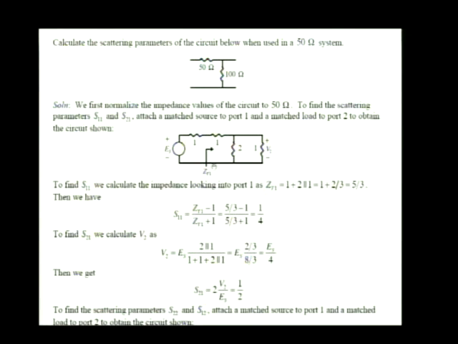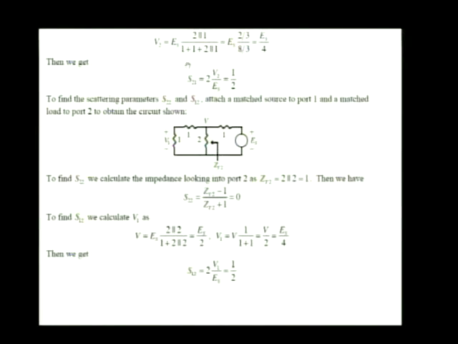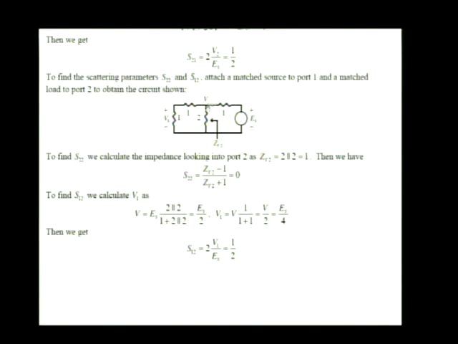All right, now let's do the dual calculations to find the other two scattering parameters. Take this circuit, and instead of placing a matched source on port 1 and a matched load on port 2, let's do it the other way around. Let's put the matched source on port 2 and the matched load on port 1. So the circuit we're going to be dealing with for the other two scattering parameters looks like this.